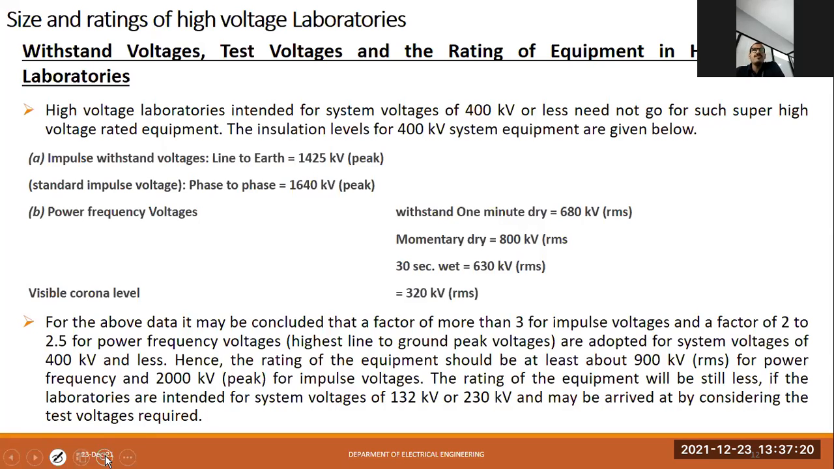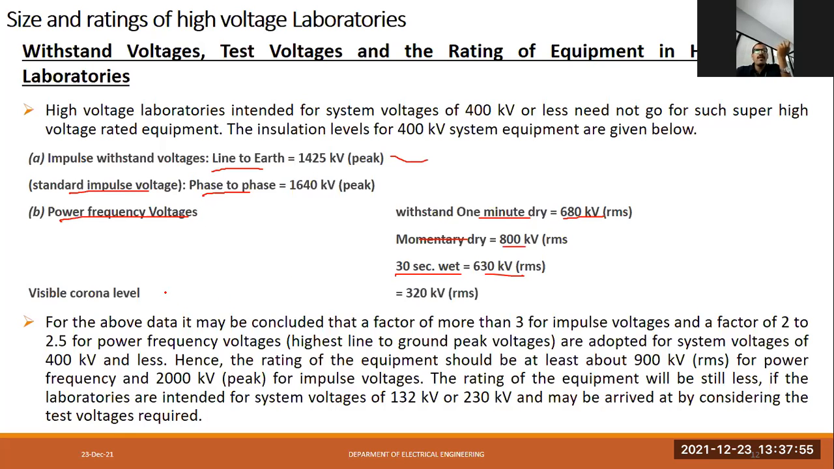those insulation levels are given below. For the impulse withstand voltage, that means line to earth, that is around 1425 kilovolt, which is a peak value. Then the standard impulse voltage, that means phase to phase, that is again 1640 kilovolt. Then power frequency voltages, for 1 minute, that is 600 kV. Then for momentary, that is 800 kV, and all these values are RMS. For 30 seconds, that is 630 kV.